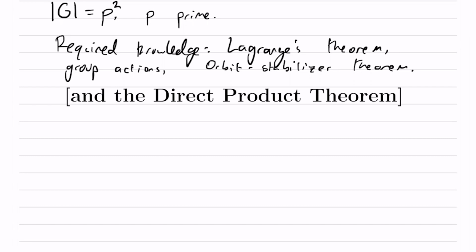In this video, we'll classify the groups of order p squared, where p is a prime. This will require knowing Lagrange's theorem, group actions, and specifically the orbit stabilizer theorem. Let G act on itself by conjugation.